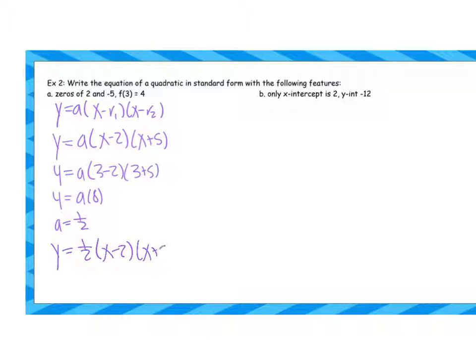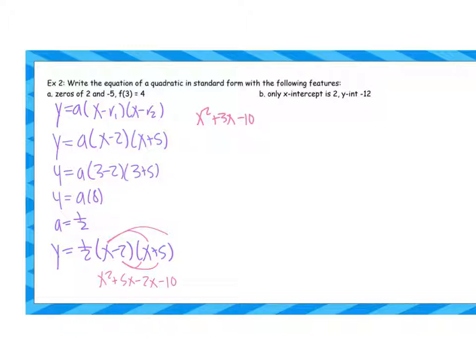However, the question wants the answer in standard form. So in order to put this in standard form, I need to multiply this out. And that means I need to FOIL that binomial. So if you remember, FOILing is first, outside, inside, last. And then I'll go ahead and simplify that up here. So that's going to be x squared plus 3x minus 10.